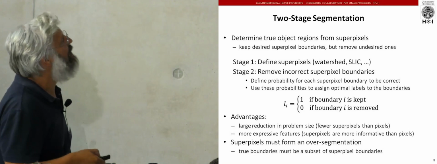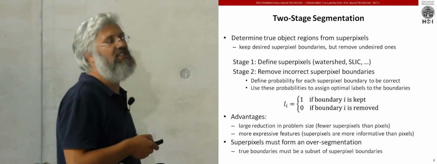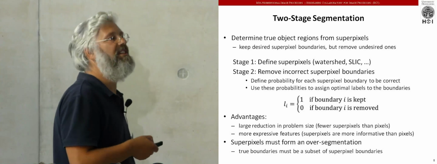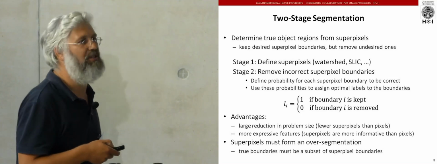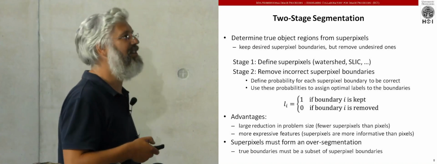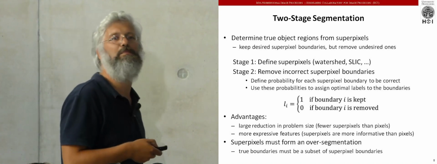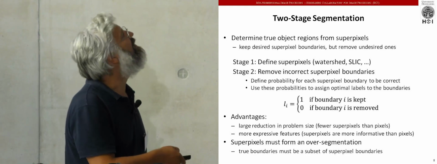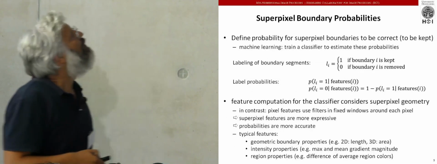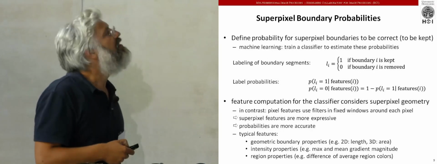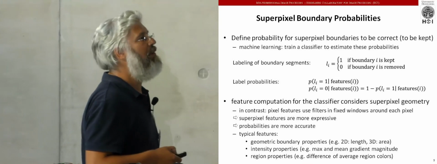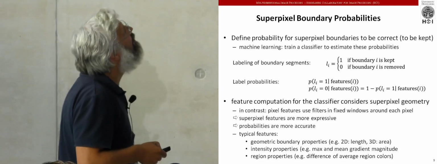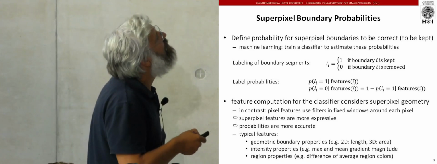But the requirement is that the superpixels actually form an oversegmentation, so that the true boundaries are a subset of the superpixel boundaries. Otherwise, we are lost, right? If a boundary is not in the superpixel boundaries, then it doesn't work. So first, we have to define these probabilities, whether we believe that the superpixel boundary is correct or not. And I already mentioned this labeling.